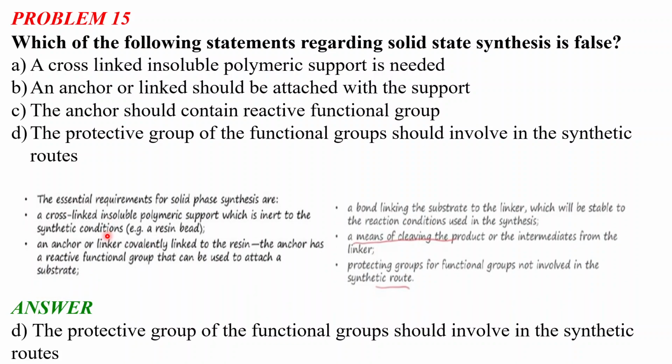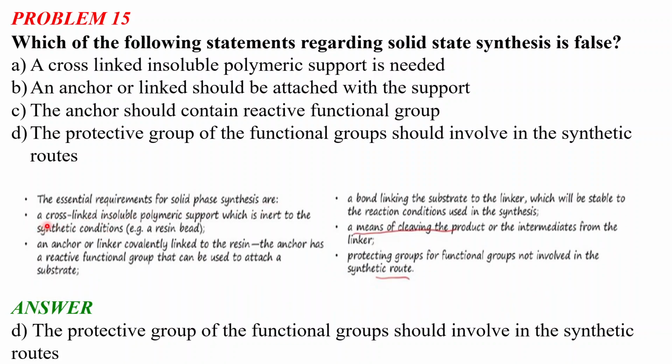The essential requirements of solid phase synthesis are: a cross-linked insoluble polymeric support which is inert to the synthetic conditions, for example a resin bead; an anchor or linker covalently linked to the resin, where the anchor has a reactive functional group that can be used to attach the substrate; a bond linking the substrate to the linker which will be stable to the reaction conditions used in the synthesis; a means of cleaving the product or the intermediates from the linker; and protecting groups for functional groups not involved in the synthetic route. The protective group should not get involved in the synthetic route.